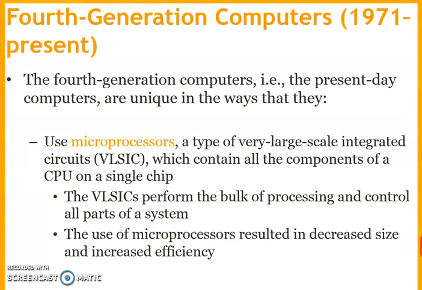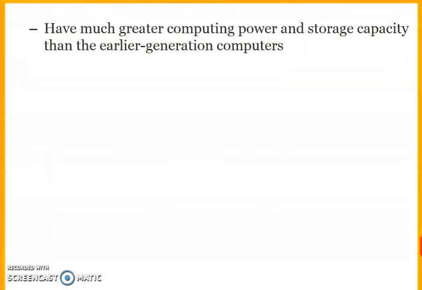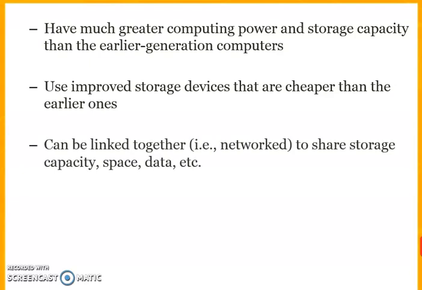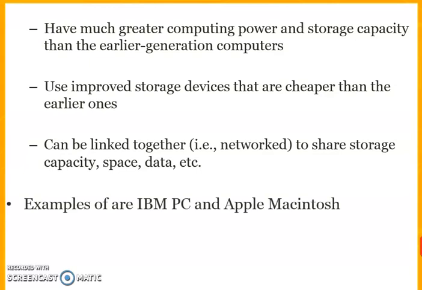The use of microprocessors resulted in decreased size and increased efficiency. It has much computing power, much storage capacity. Computing power means doing a lot of tasks at a time, and these are also used in the next generations. They used improved storage devices that are cheaper than the earlier ones, that can be linked to other networks, linked together. They can share storage capacity, space, data.